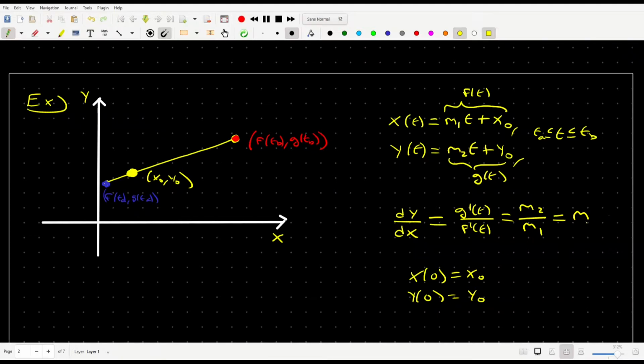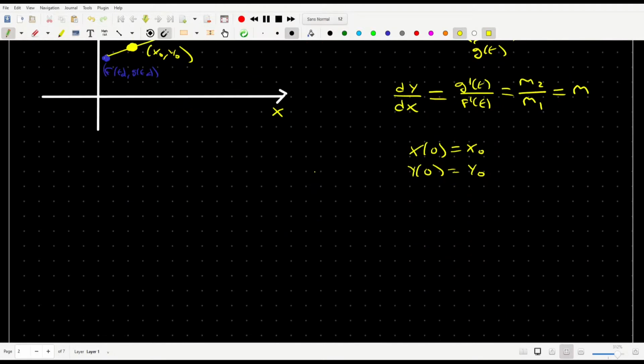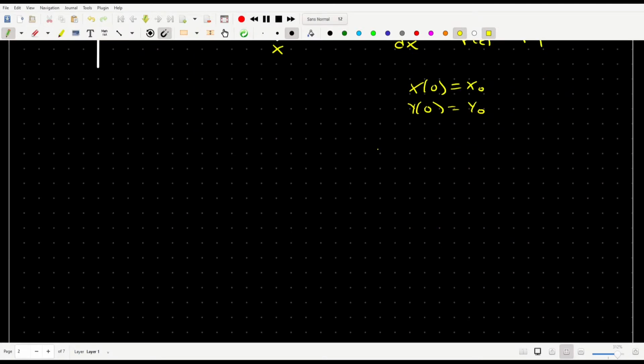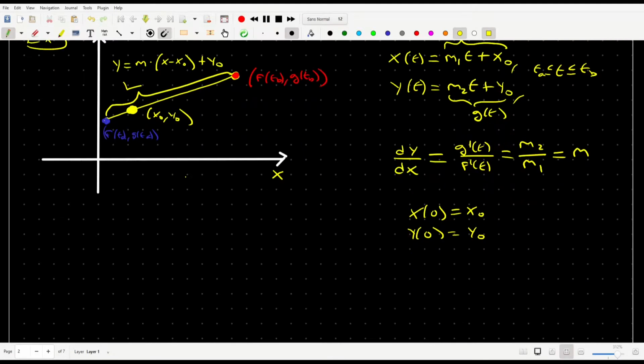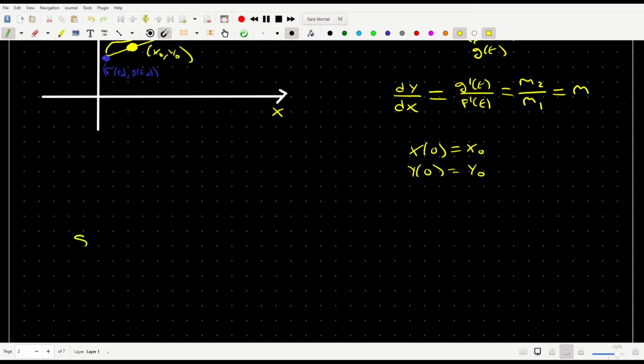This line has slope m in the xy plane. So it's the line y equals m times x minus x naught plus y naught in the xy plane, where m was determined by the two original parameterizations. So this is really neat, and we can go through and get the arc length of a line, which we'll call L. Again, remember, this is just to do a sanity check and verify the arc length formula once again.